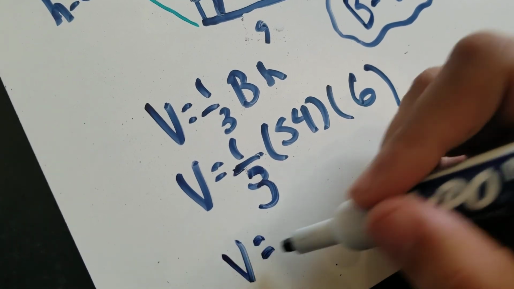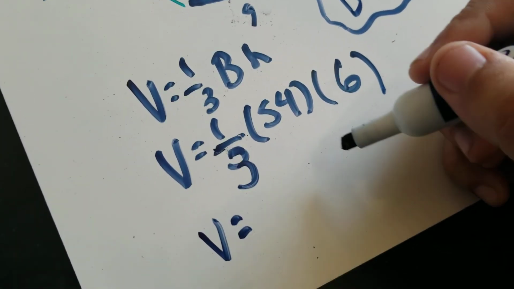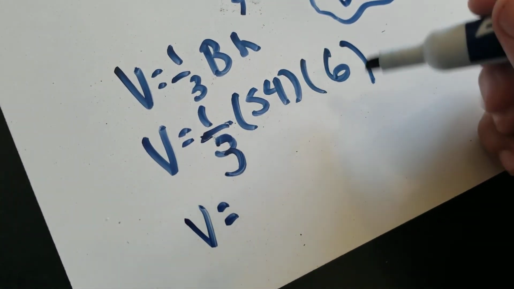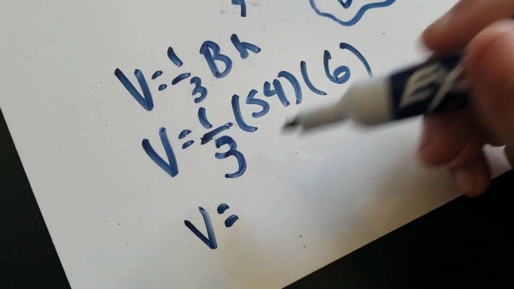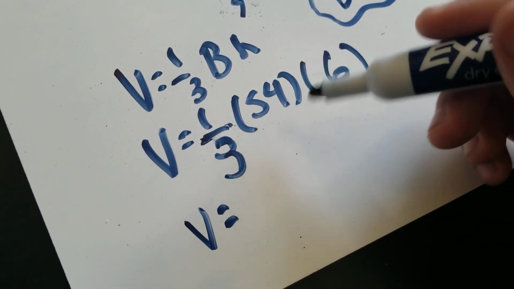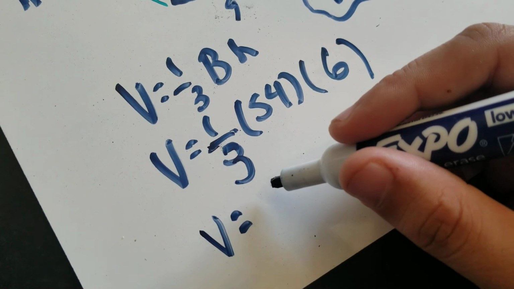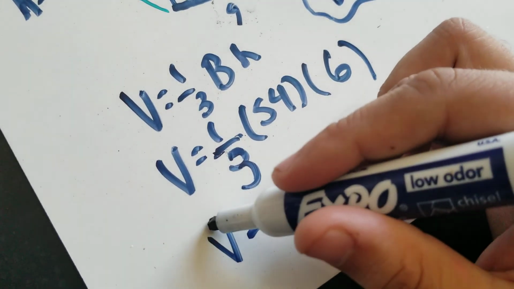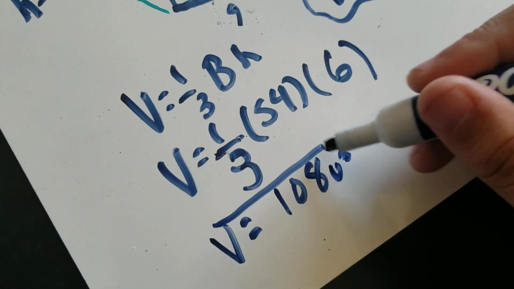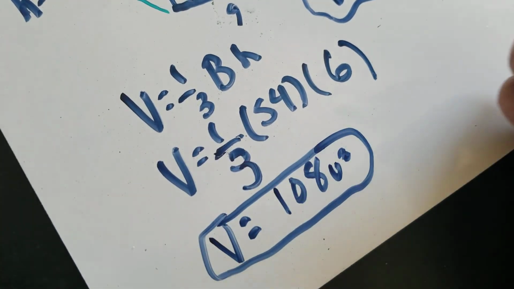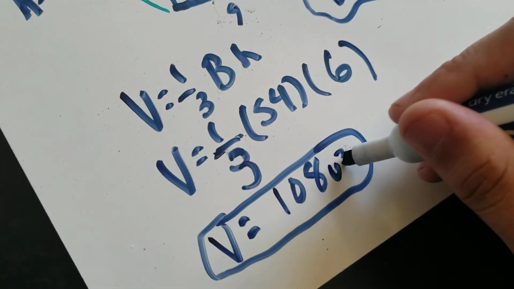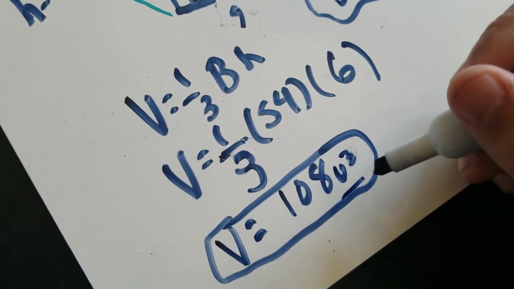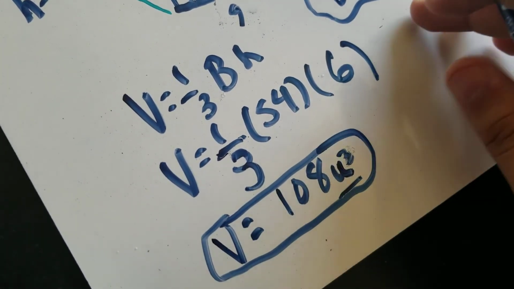So for all that volume, 1/3 times 6 is 2. So 2 times 54 is 108. Units cubed. It could be inches cubed. Again, that part doesn't really matter, but I should tell you it's some unit cubed.